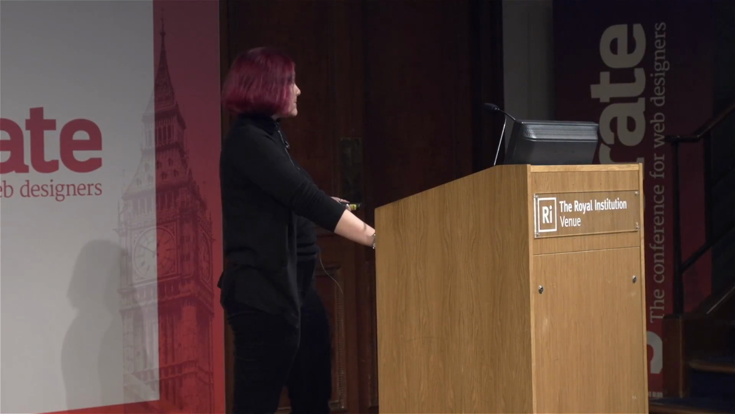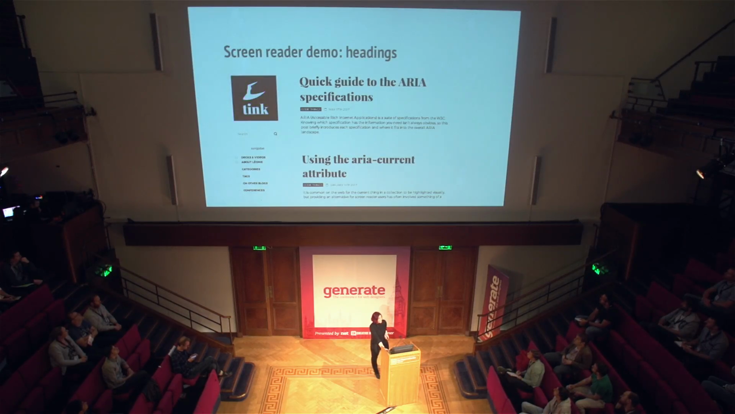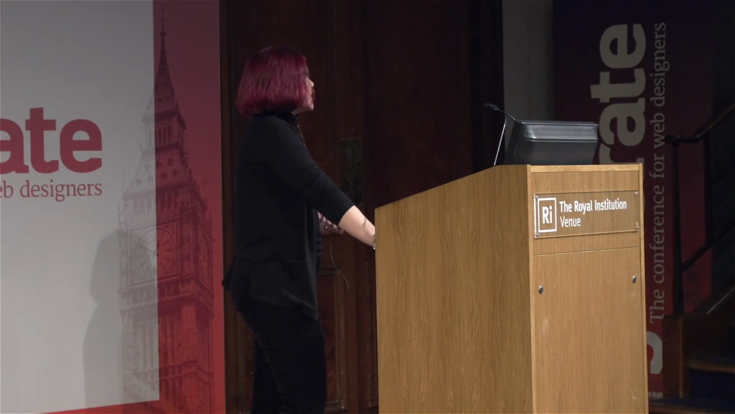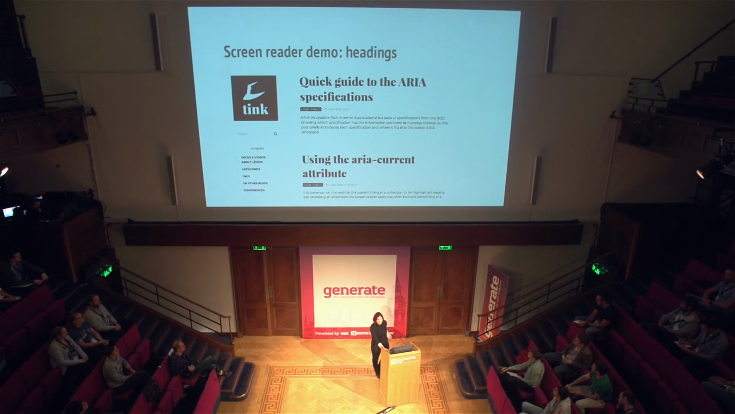For example, headings. Take heading level 1. Quick guide to the ARIA specifications, heading level 2, link. Using the ARIA current attribute, heading level 2, link. So that information you can hear, where it announces the heading level and also the fact that there's a link contained within several of these headings. That's obviously not information that's available in the DOM in the browser. It's inserted by the screen reader based on the information that it's picked up from the browser about the HTML that's being used. And it provides the visual equivalent of what's probably obvious to people looking at the page.